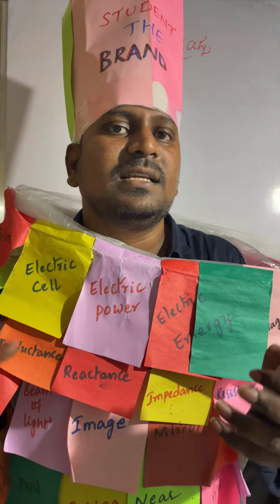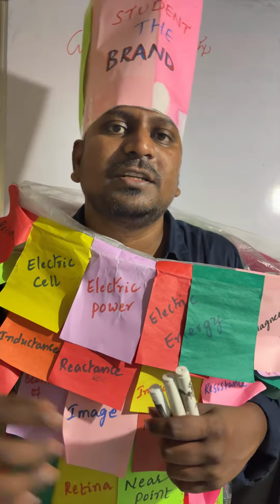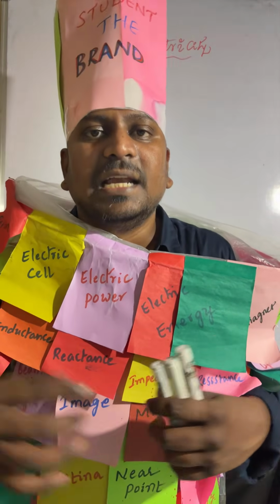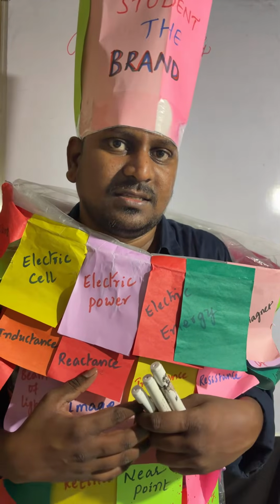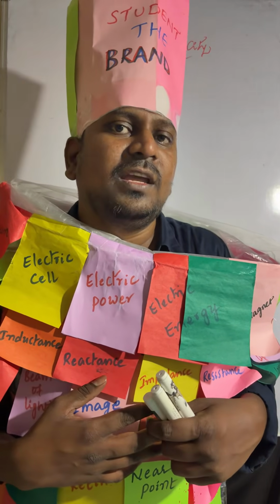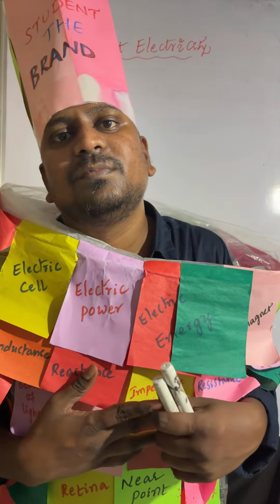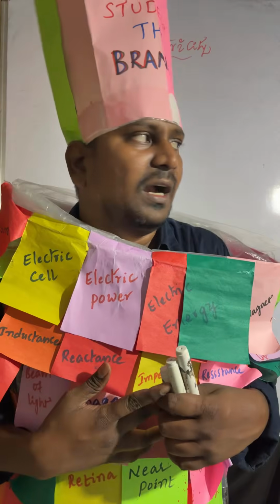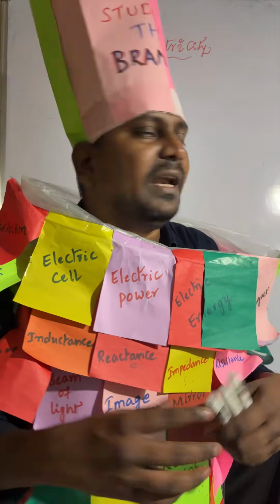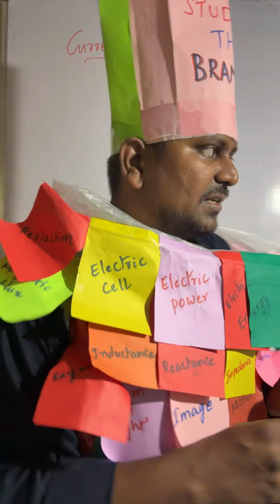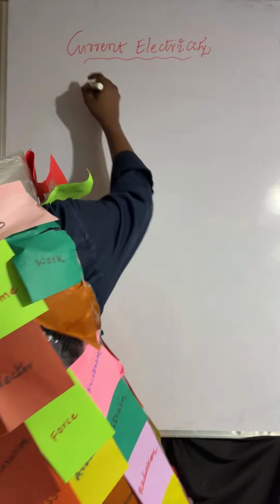So internal resistance will be there. When an electron is passing through the electrolyte, it experiences resistance. So V equal to E minus IR, that is EMF minus current times resistance. And the next one is the heating effect of electric current. We'll discuss the heating effect of electric current.